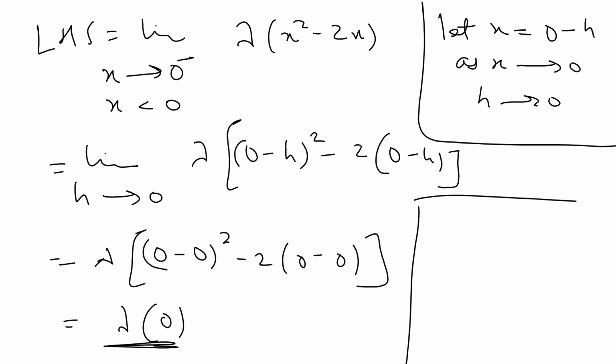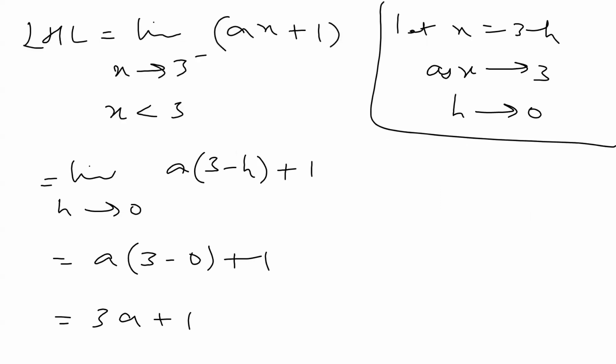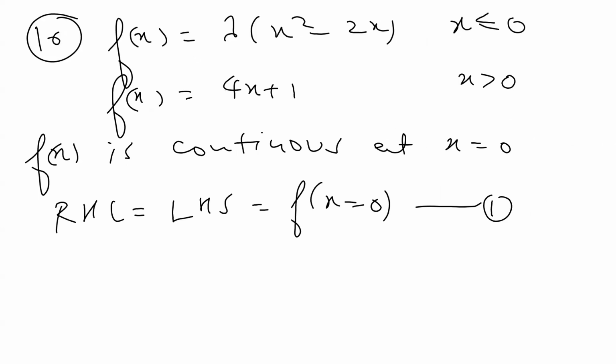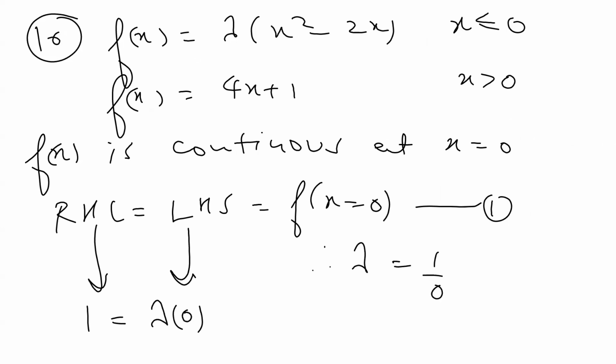Now from 1, LHL is equal to RHL. So RHL is nothing but 1 and LHL is lambda into 0. So therefore lambda is equal to 1 upon 0. The 0 will go over here. Therefore lambda is not defined.